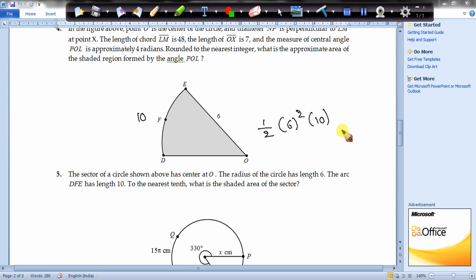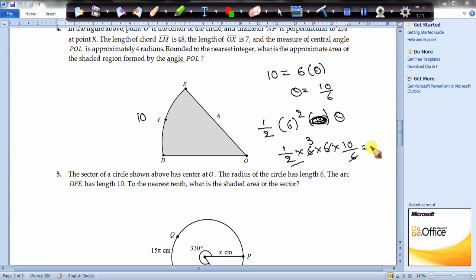So the area of the shaded sector is half r square into theta. Theta I need to find. So 10 is equal to 6 into theta. Theta is 10 by 6. So half into 6 into 6 into 10 by 6, which is 3 into 10, which is 30. But it is asking rounded to the nearest 10th. So the nearest 10th of 30 is 30.0. So 30.0 should be the answer.